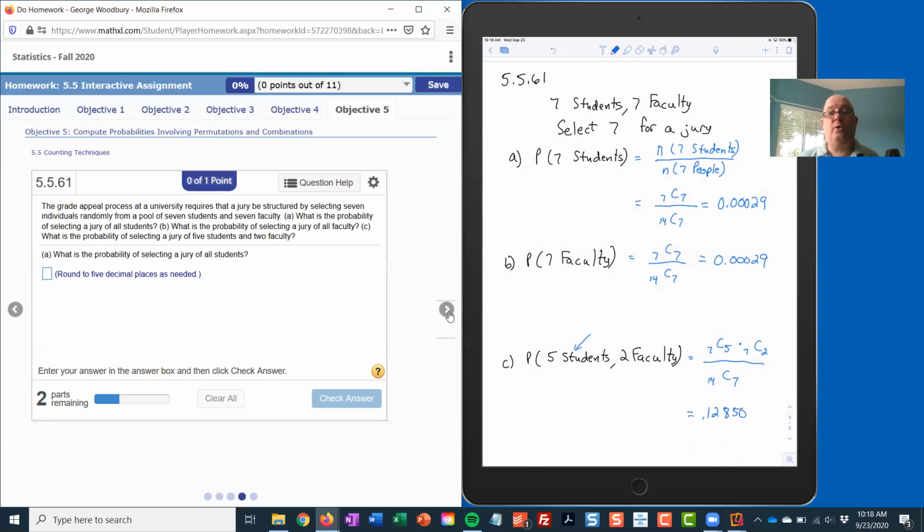So in the numerator, that's the number of ways you can pick what you're looking for. The denominator will always be the number of ways that were possible for the total. If they're split up, you do the first group, multiply that by the second group, and keep going for as many groups as you have. The denominator is always out of the total, and there were 14 people. 7 students and 7 faculty make for 14 people.